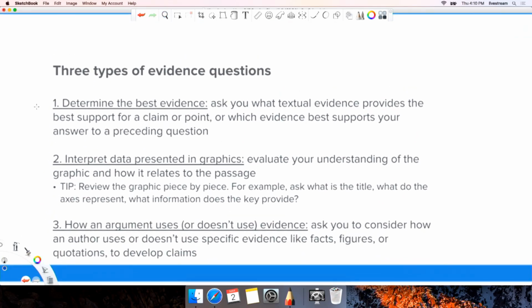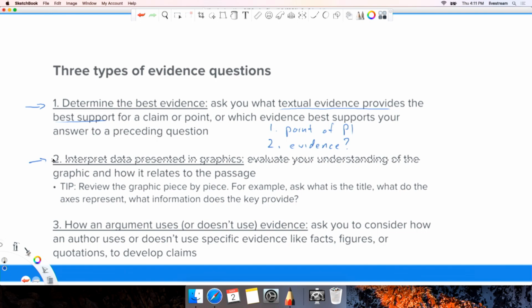And so the first one asks you to determine the best type of evidence. So it'll ask you what textual evidence provides the best support, or the other type of question here will show up in pairs where it will ask you, what is the main point of paragraph 1? And then the second question will ask you what evidence best supports your answer to the first question.